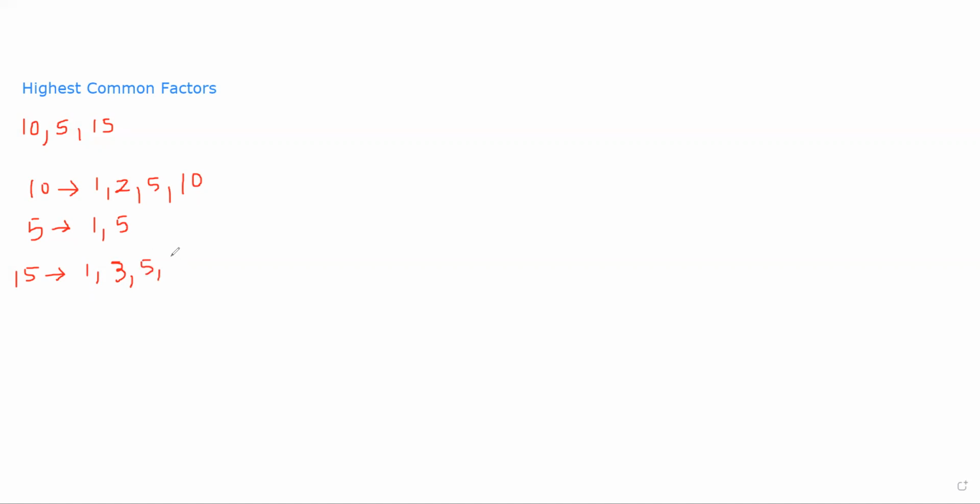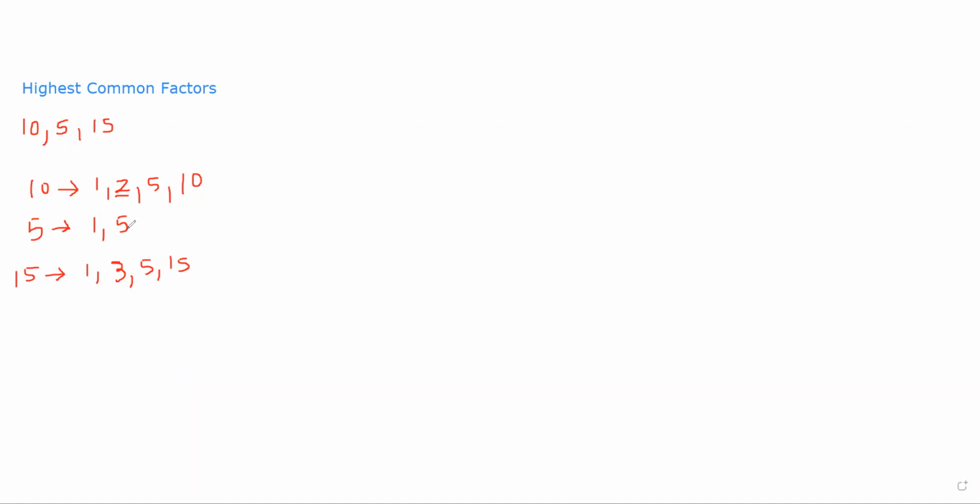Agree? Yes, sir. Good. So you look to see what is the highest. We know that the lowest that is common between all three is going to be 1, right? But what is the highest? We see 2 here, but we didn't see 2 here, so 2 is out. It's going to be 5. Good.